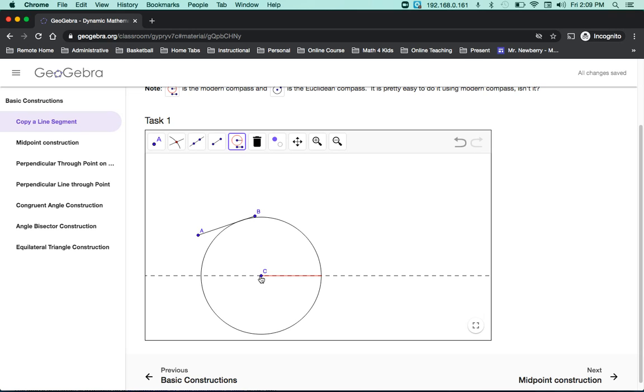So now I know that from point C to the circle is the same length. So I'm going to go ahead and put a point right there. So I got to go up here to point. And I click on the circle right there where that point is. And I've got a point.